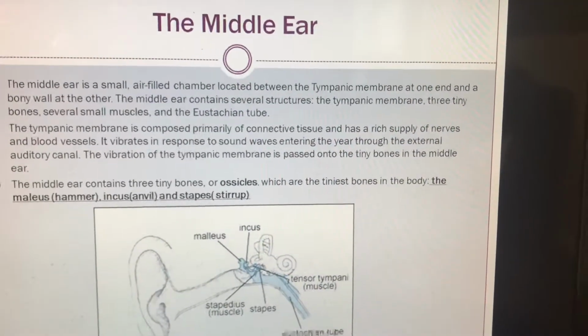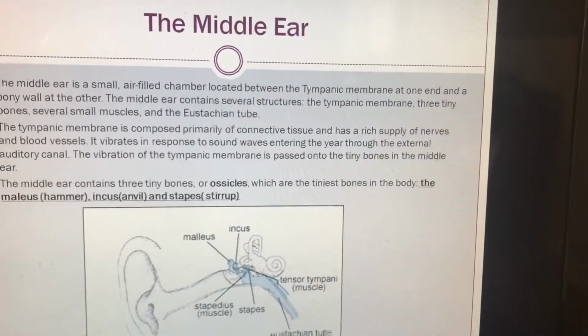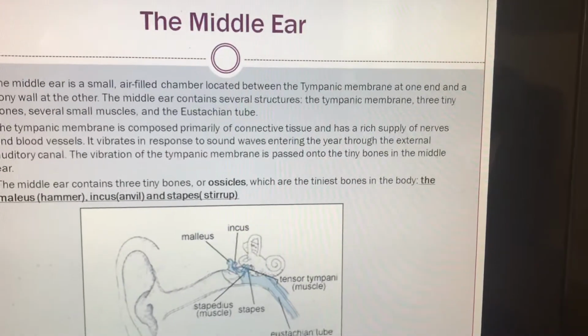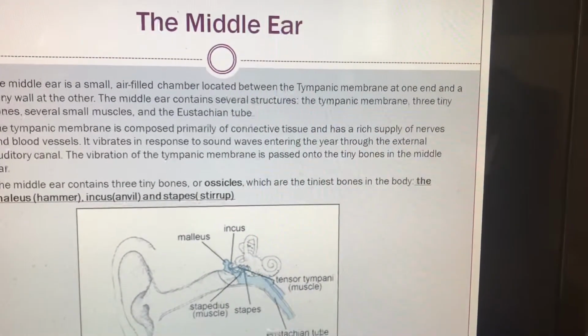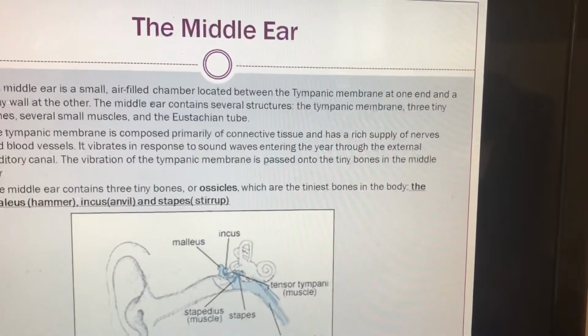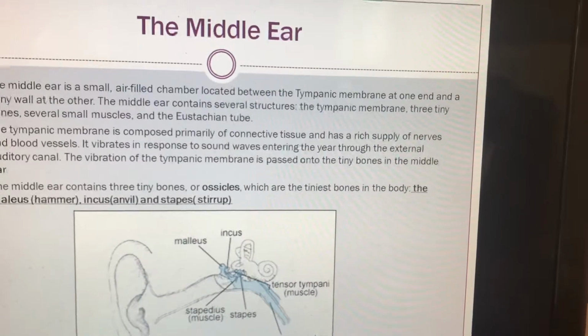So the tympanic membrane, it is composed primarily of connective tissue and has a rich supply of nerves and blood vessels. It vibrates in response to sound waves entering the ear through the external auditory canal. The vibration of the tympanic membrane is passed onto the tiny bones in the middle ear.